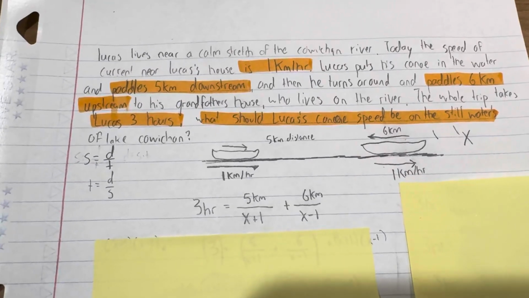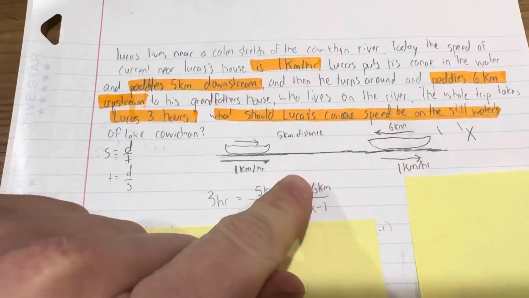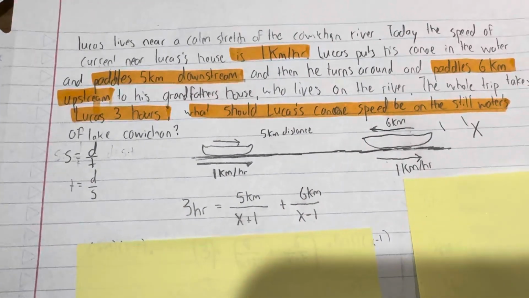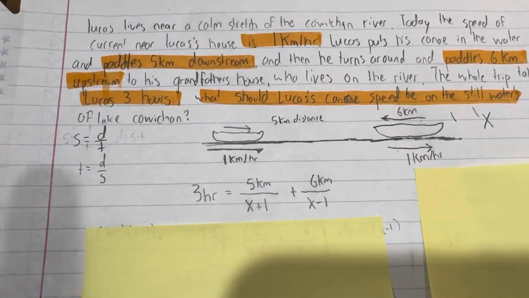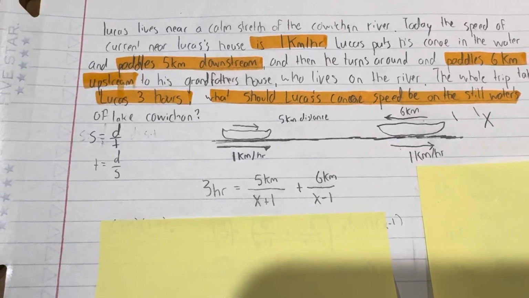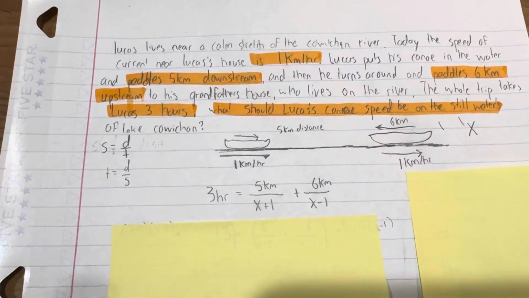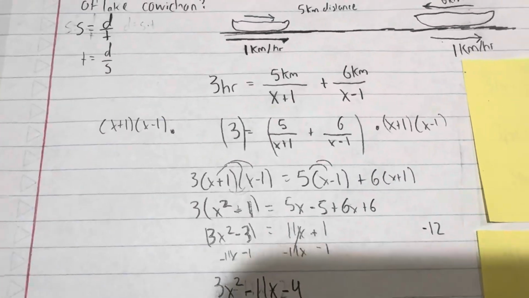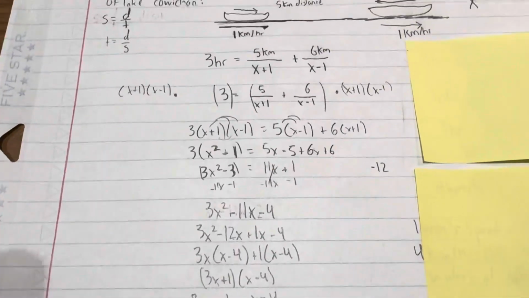And then for the trip upstream, which is a total of 6 kilometers in terms of distance, I'm putting the speed as X minus 1. And I know that the sum of these two has to be equal to 3 hours for the total trip time. So that's how I got the equation itself. And then if I just remove some of these, we can do all the fun math and we finally get our answer.